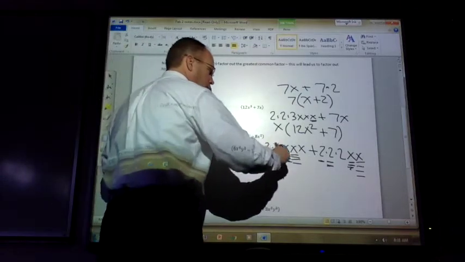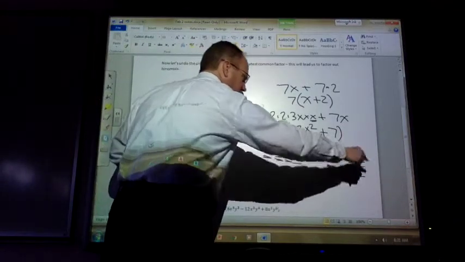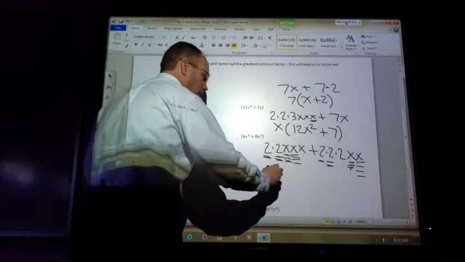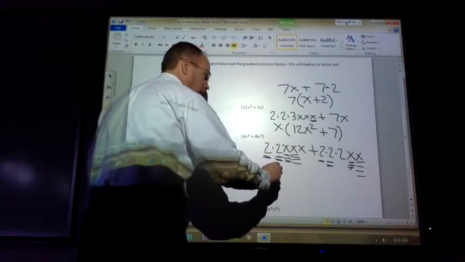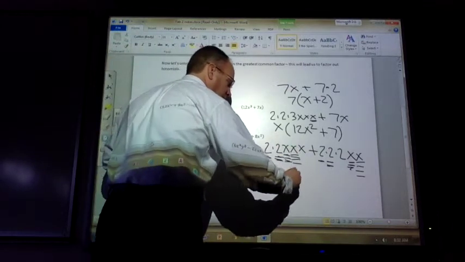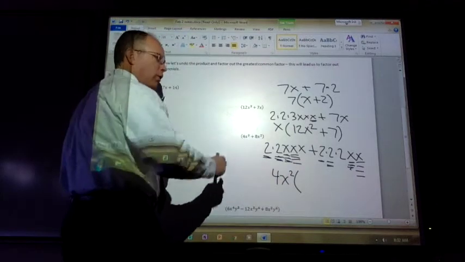Looks like I have a 2 and a 2, an x and an x, and an x and an x. Do you agree with that? Yes. So what's 2 times 2? 4. What is x times x? X to the second. Okay, that's what my greatest common factor out of both those terms is.